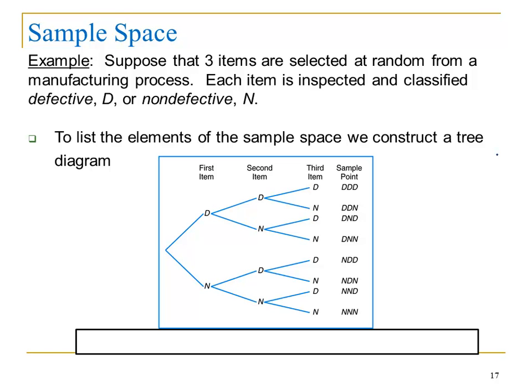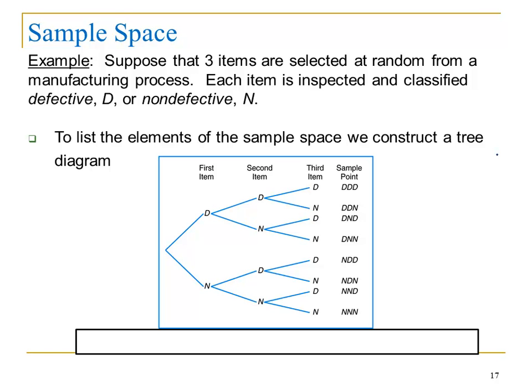Okay, so now think about this other scenario. Suppose that 3 items are selected at random from a manufacturing process. Each item is inspected and classified defective or non-defective. So you're going through this manufacturing line, you want to find out how good your process is, and the only way that you can find out is by sampling your product and finding out if you are producing mostly non-defective items. So this experiment is basically looking at 3 items that are randomly selected from your manufacturing process, and I want you to define the sample space for such an experiment.